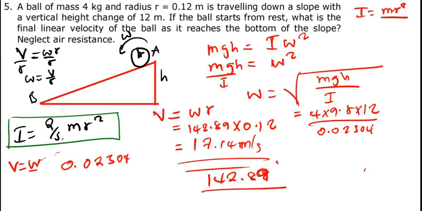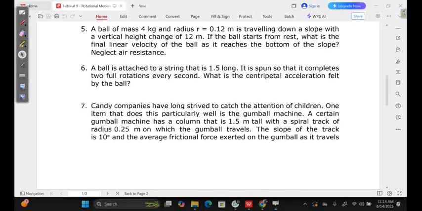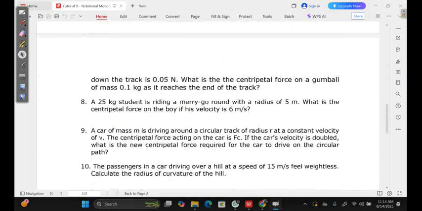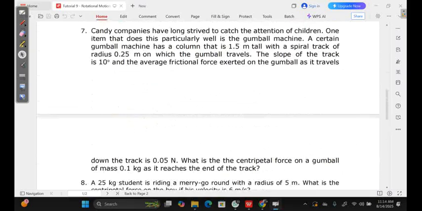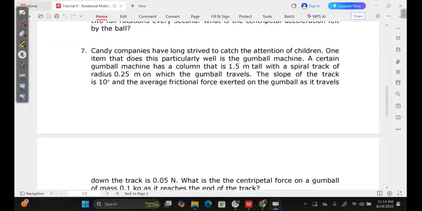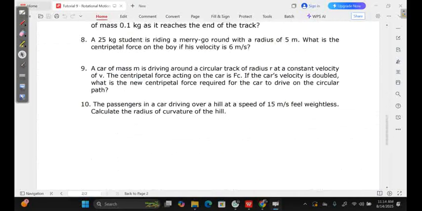Now I want you to look at the remaining questions: question 6, question 7, question 8, question 9, question 10. Like I said, these are the most interesting questions, especially if you look at question 7, question 8, and question 9, and you need to understand this.